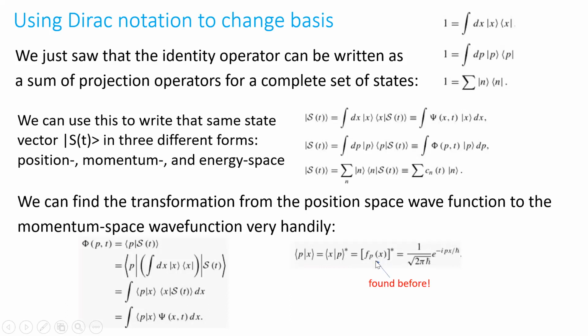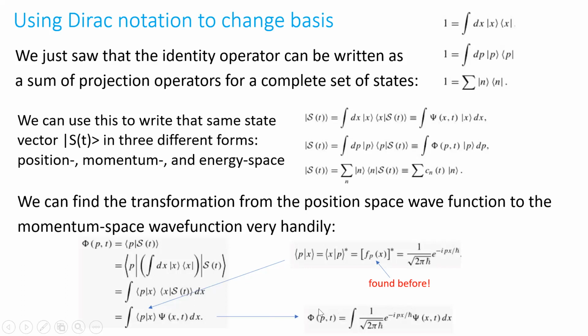It was 1 over the square root of 2 pi h bar, e to the i p x over h bar. So when we take the complex conjugate, we just change the i p x over h bar to minus, and we get 1 over the square root of 2 pi h bar, e to the minus i p x over h bar. Okay, so we've got the inner product of p with x. Now we can substitute that in and find that phi of p and t is the integral of 1 over the square root of 2 pi h bar, e to the minus i p x over h bar, times psi of x and t, dx.